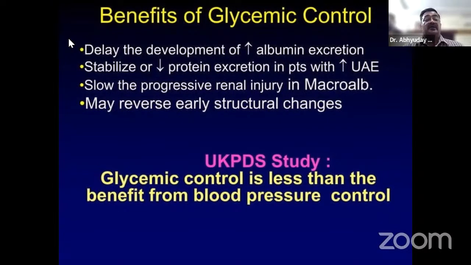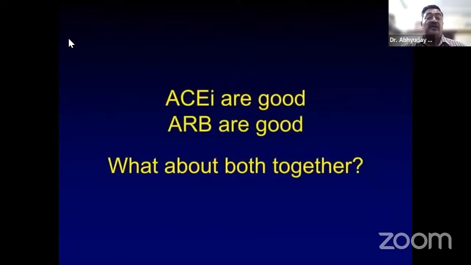If we take care of blood pressure, there is delay in the development of albumin excretion, stabilization or reduction in protein excretion. There is slow progression of renal injury, even in the stage of macroalbuminuria. And sometimes if we take care, there may be a reversal of early structural changes also. So we have to be very aggressive.